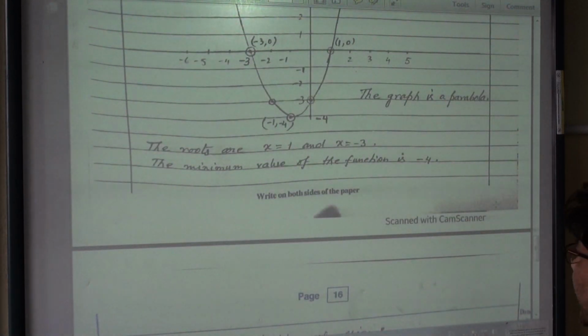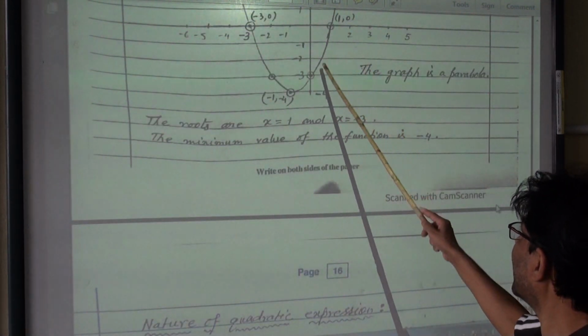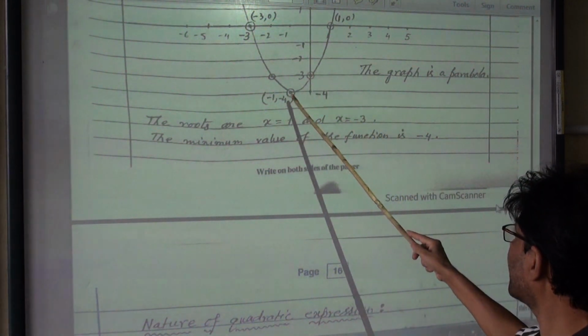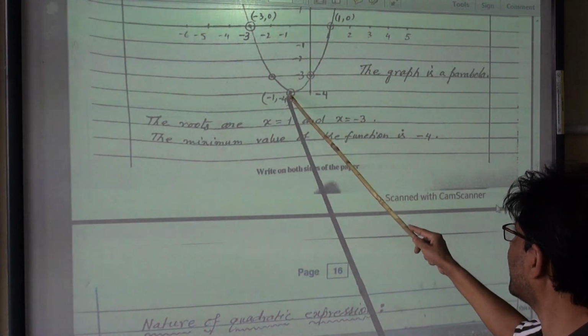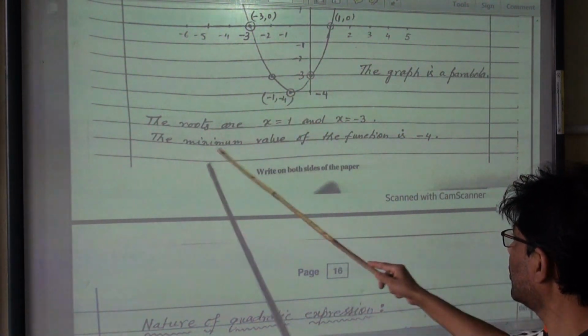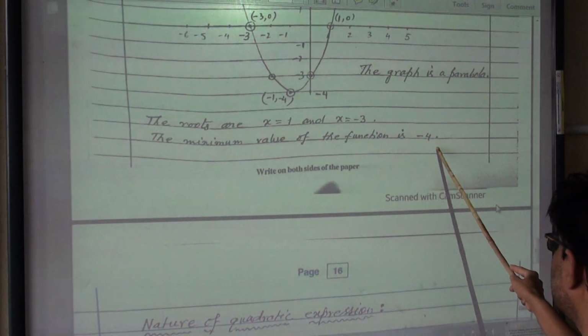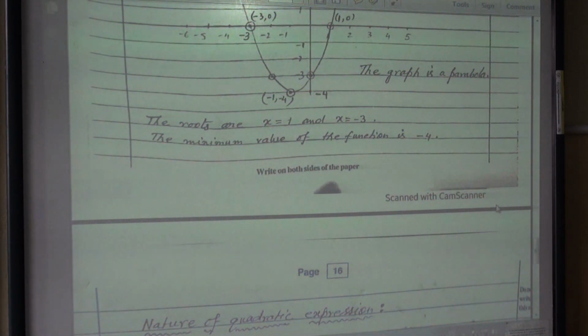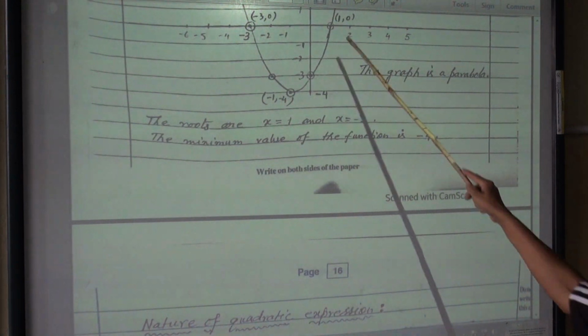And how to find out the minimum value? Y is the minimum value. Y is lowest here. From the graph it is clear that the minimum value of y is here. How much? -4. So the minimum value of the function is -4 from the graph. You don't have to do it in the previous way. From the graph only you can find out the minimum.